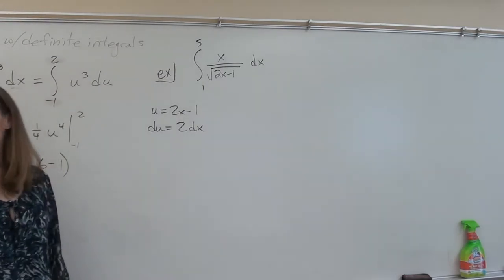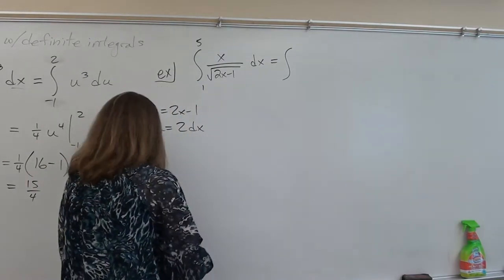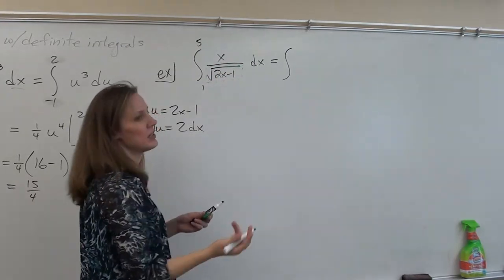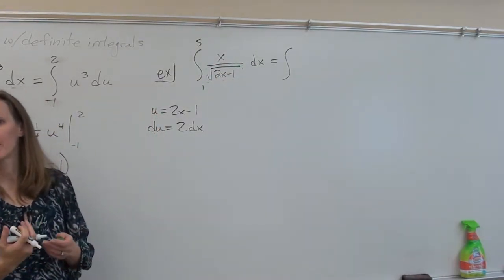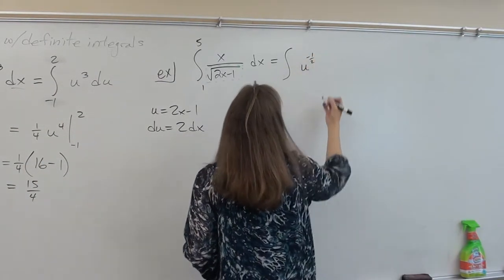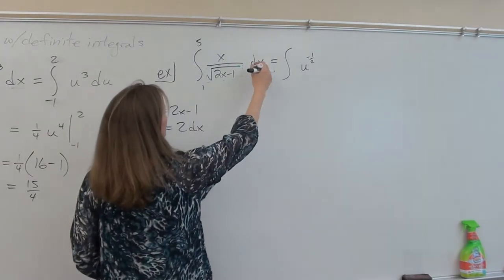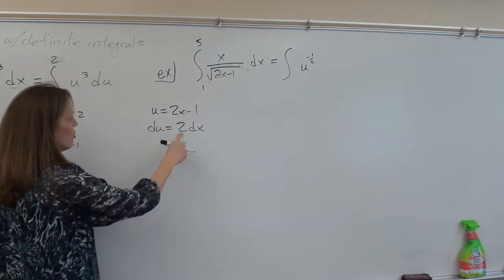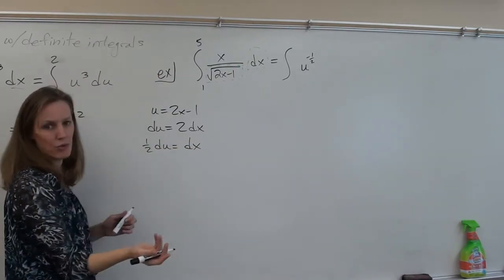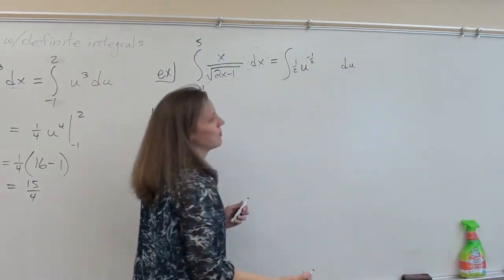All right, everyone good so far? No questions? All right, let's rewrite. This term right here is the same as u to what power? Negative 1/2, right? So that term is u to the negative 1/2. Then dx: there's no 2, so I'm going to divide out the 2. So dx is equal to 1/2 du. I'm going to replace my dx with 1/2 du.